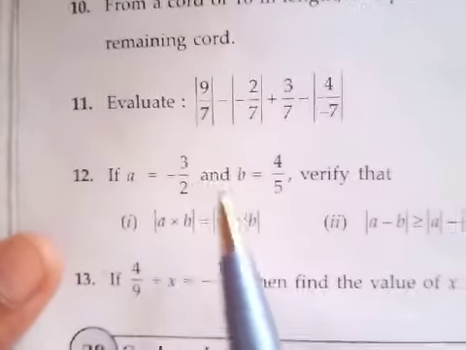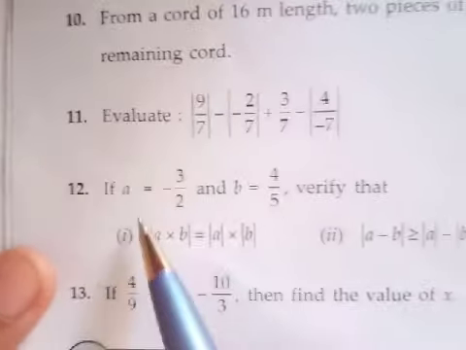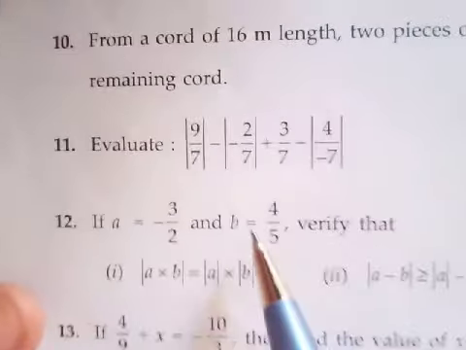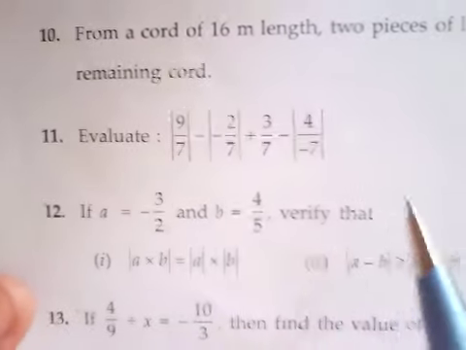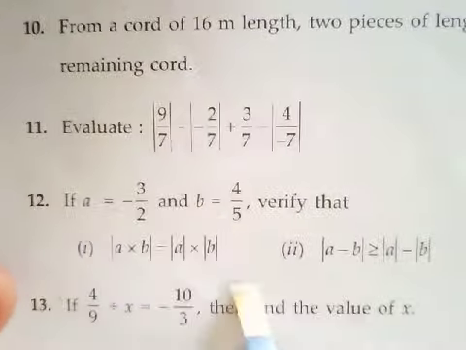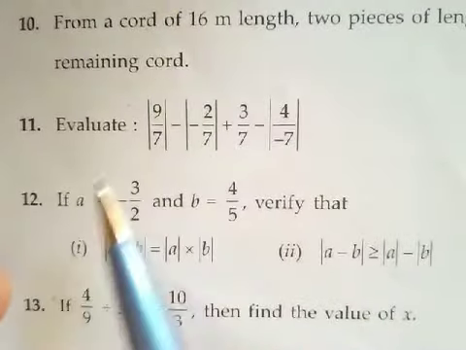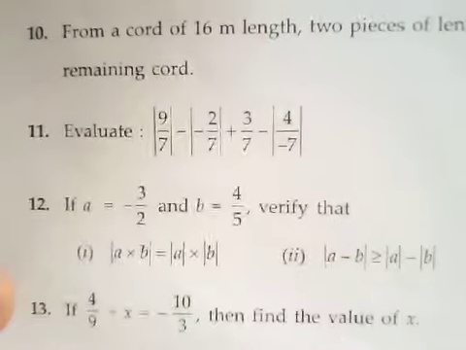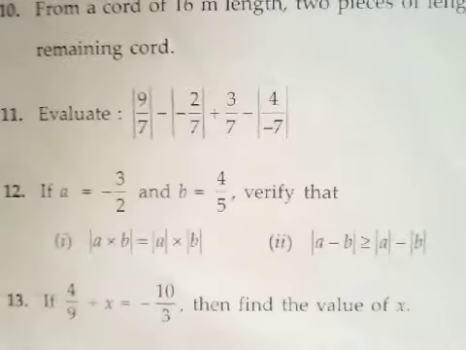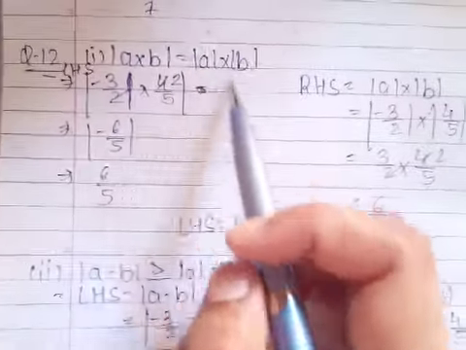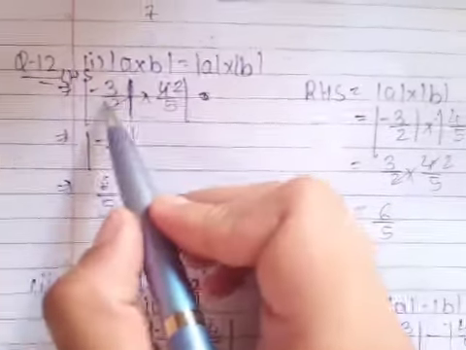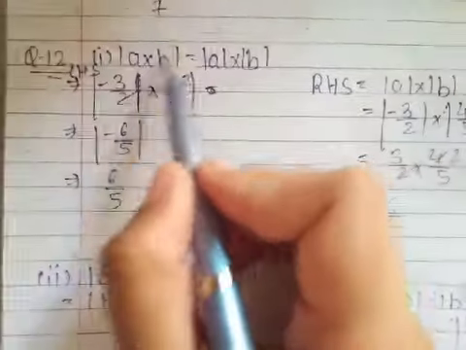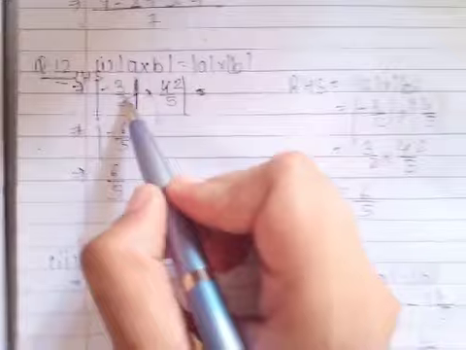Let's start with question number 12. If A is equal to minus 3 by 2 and B is equal to 4 by 5, verify this. In this question you have to verify. You have to put the value of A here and B here, and verify whether LHS is equal to RHS. So let's solve LHS first. LHS is mod A into B. A is minus 3 by 2 and B is 4 by 5.